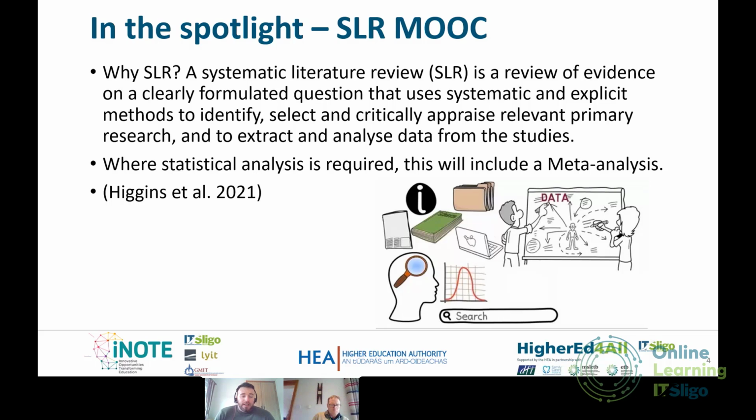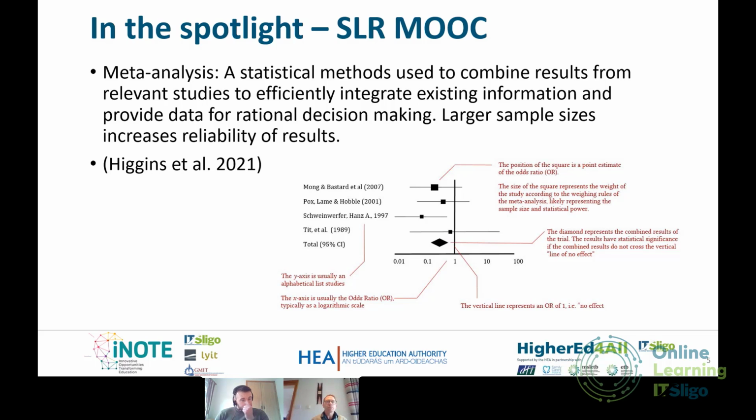Where statistical analysis is required, this will usually include a meta-analysis. A lot of systematic literature reviews will also include a meta-analysis, because a systematic literature review brings together data and information, whereas meta-analysis is more statistical, so it works with numbers. A meta-analysis is a statistical method to combine results from relevant studies to efficiently integrate existing information and provide data for rational decision making. Larger sample sizes increase the reliability of results.